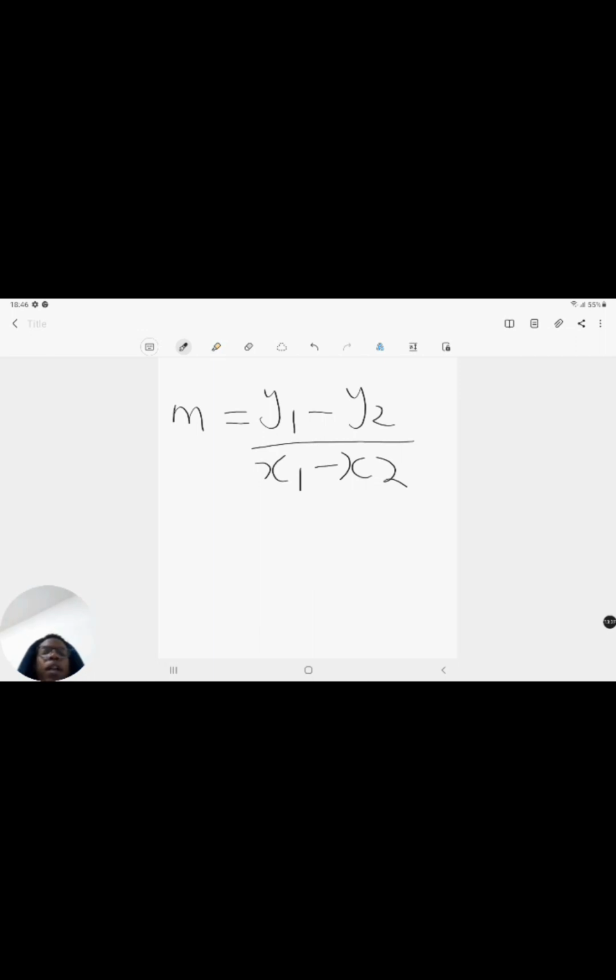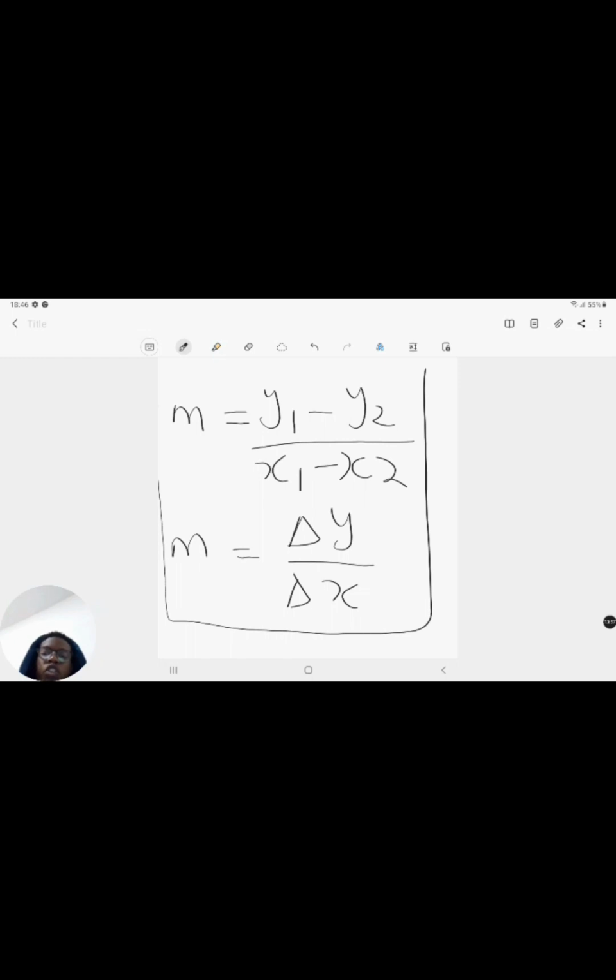Okay, so I'll explain what those mean, and if you want to write this in compressed form, it just means the change in your values of y. So a triangle simply means change, so delta y over delta x. Okay, so remember these two equations. You should have them in your formula sheet, but they should be easy to remember.